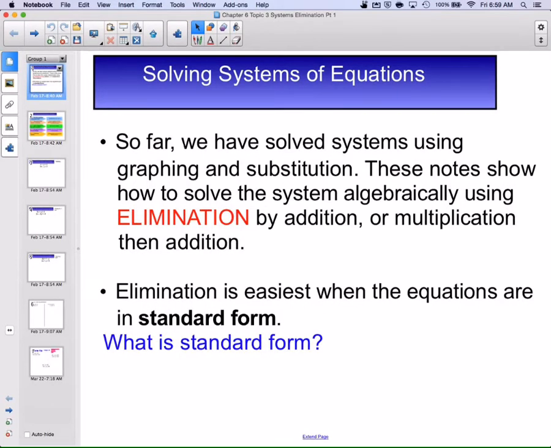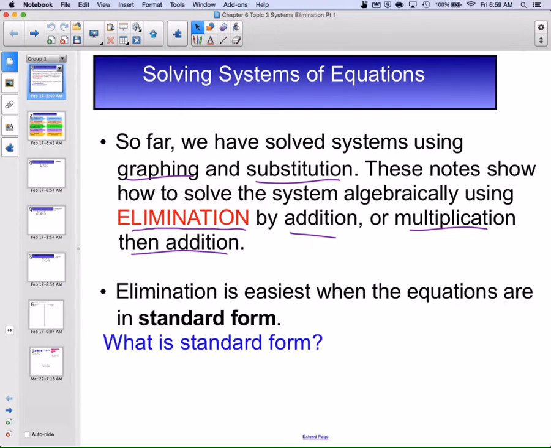Okay, so in this topic, we're going to learn pretty much the last way to solve systems of equations. This one actually is my preferred way because it's most like solving a puzzle. So far we solved systems using graphing and substitution. These notes show how to solve the system algebraically using elimination, which is the new method, by addition or this other way of multiplication, then addition.